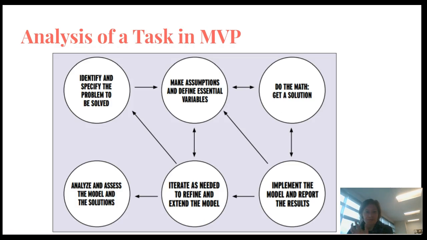So the problem is there. Okay, so the problem is pretty easily identified. We need to know how many pounds of nails to buy. Okay, next, make assumptions and define the essential variables. Here's where I think this task is a little bit lacking. It doesn't require students to make many assumptions. The information's given to them. They know how many ounces are in a pound. They know the density of the steel. They know exactly how many planks it's going to take to build this deck.